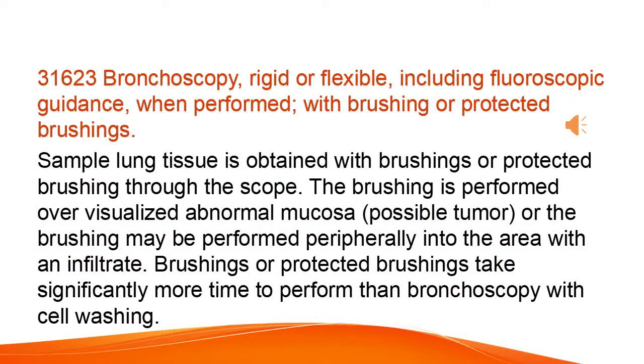Bronchoscopy, rigid or flexible, including fluoroscopic guidance, when performed, with brushing or protected brushings. Sample lung tissue is obtained with brushings or protected brushing through the scope. The brushing is performed over visualized abnormal mucosa, possible tumor, or the brushing may be performed peripherally into the area with an infiltrate. Brushings or protected brushings take significantly more time to perform than bronchoscopy with cell washing.